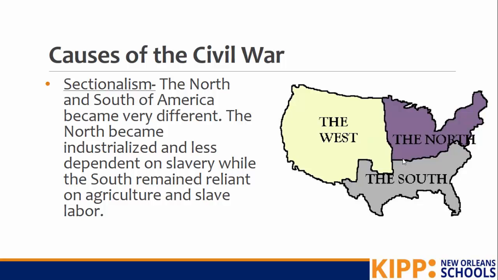Their workers who worked in these factories received wages for their labor instead of being enslaved, where they didn't get paid. The North was not dependent on slavery. They had wage labor. The South, on the other hand, was very reliant on agriculture, and because they had so much farming, they needed a lot of slave labor. So they were less industrialized and more agricultural.